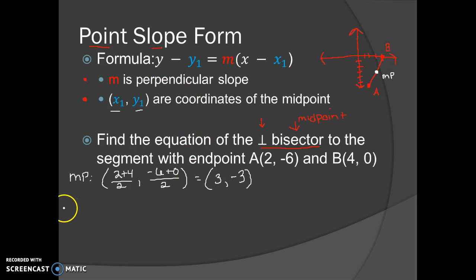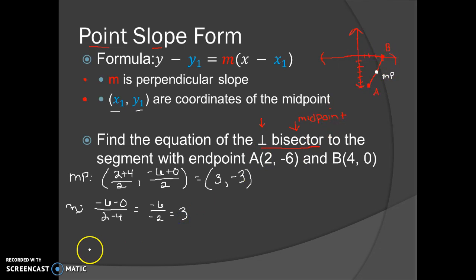Now we need to find the slope. So the first thing we need to do is find the slope of AB. Then we need to find the perpendicular slope. So the first thing let's do is find the slope. Remember, that's when you subtract your y values, negative 6 minus 0, and divide by the subtraction of the x values, 2 minus 4. So if we simplify this, that's negative 6 over negative 2, which is positive 3. Now that's the slope of AB.